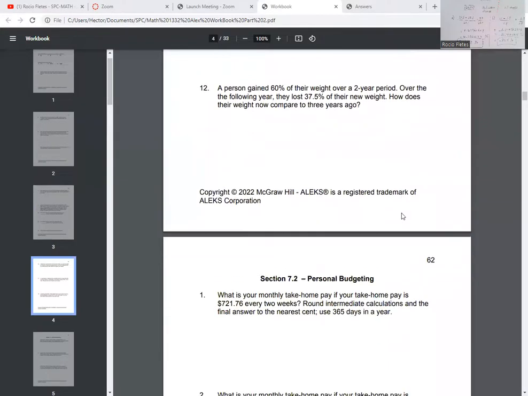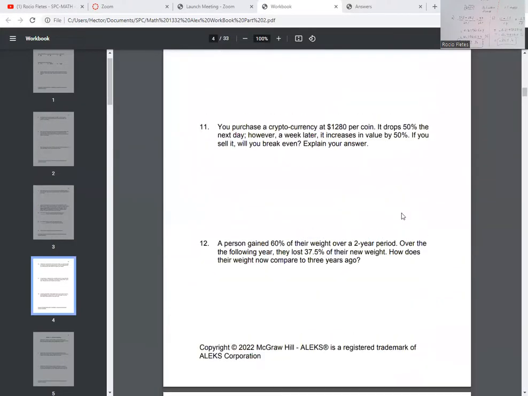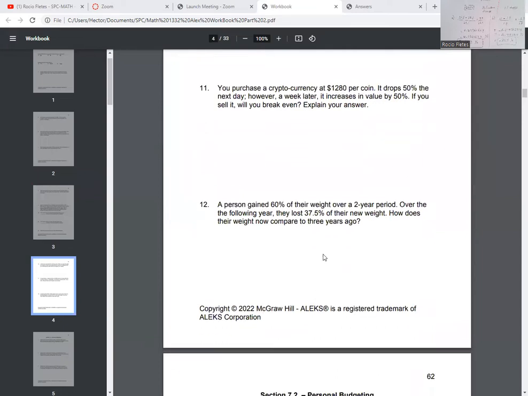And then let's go ahead and close with 11. So it reads, you purchase a cryptocurrency at 1,280 per coin. It drops 50% the next day. However, a week later, it increases in value by 50%. If you sell it, will you break even? Explain your answer. So this is definitely a good problem to consider.